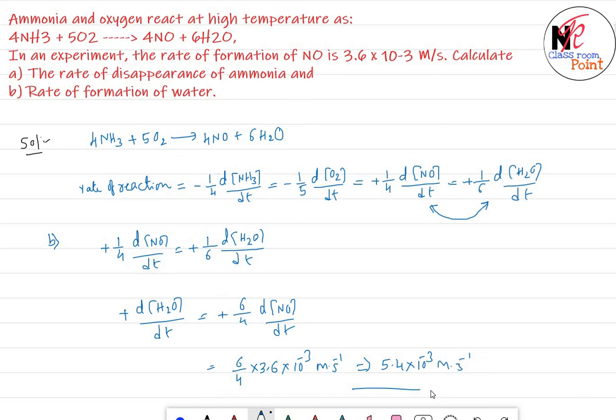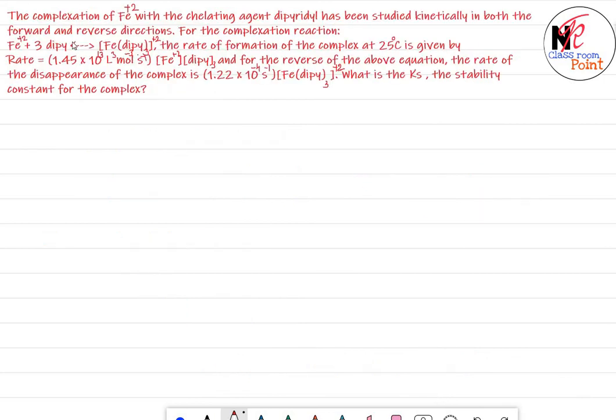Now let's go for another question. For this equilibrium reaction, the rate of forward reaction is equal to the rate of backward reaction, so we can apply the concept of equilibrium now. The rate of forward reaction value given here is 1.45 × 10^13 L^3 mol^-3 s^-1.